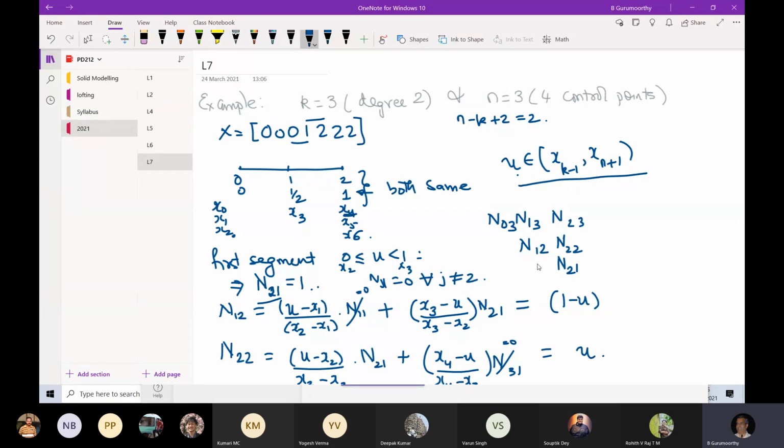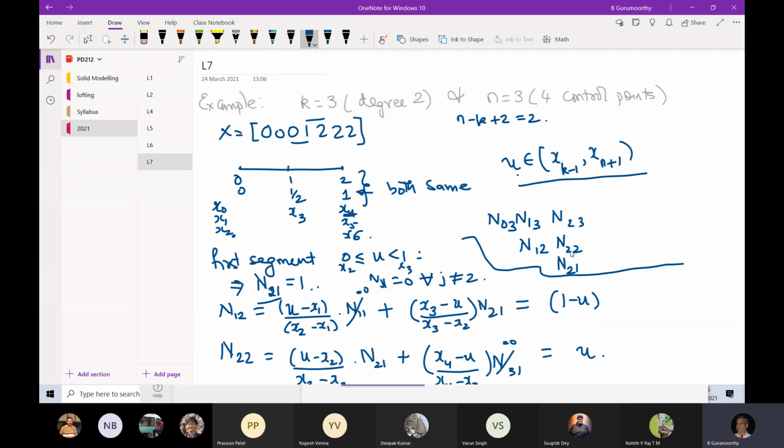Before that, I forgot, I have also written down the set of non-zero basis functions here, for this case where u is between 0 and 1. N21 is 1, and therefore N12 and N22 will be non-zero. And because N12 is non-zero, N03 and N13 will both be non-zero. And N22 is non-zero, therefore N13 and N23 will be non-zero. So those are the only non-zero basis functions that we need to worry about.